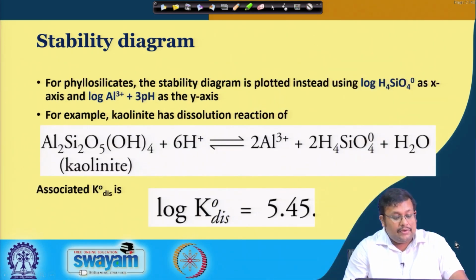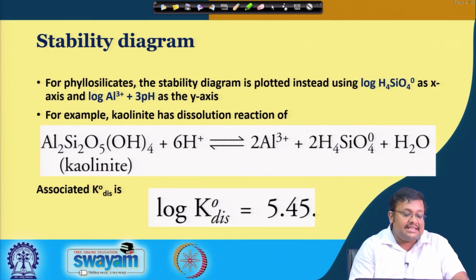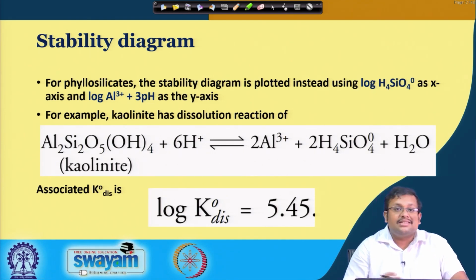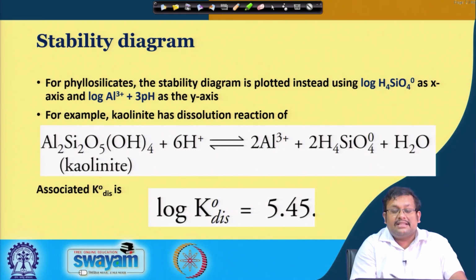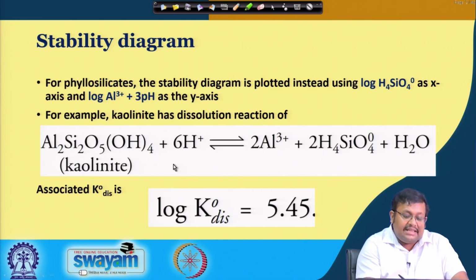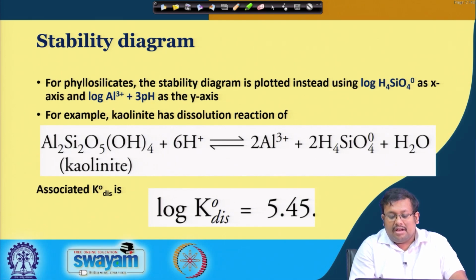Okay. So, for phyllosilicates, the stability diagram is plotted with log silicic acid on the x axis and log Al3+ plus 3 pH as the y axis. So, you can see this is kaolinite when it is reacting with the acidic environment with the protons, it is producing the Al3+ and silicic acid and H2O, and the associated K is basically 5.45.